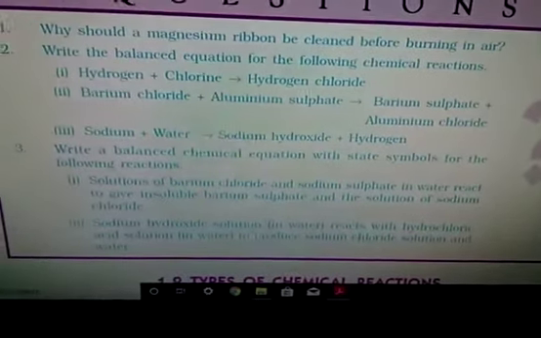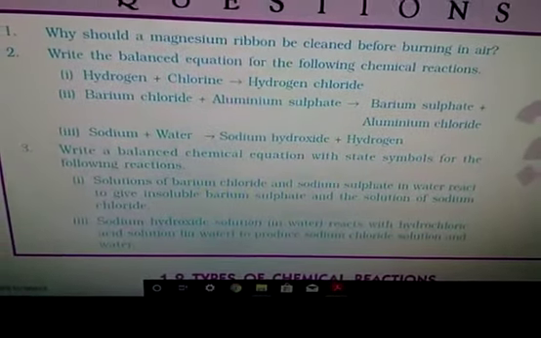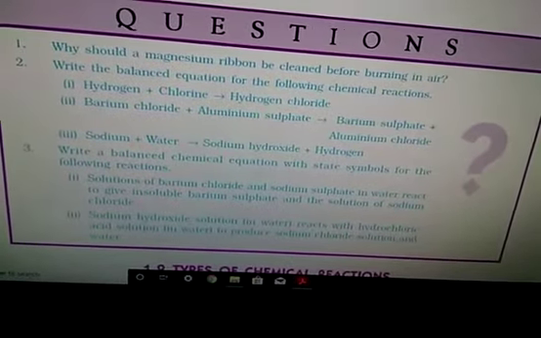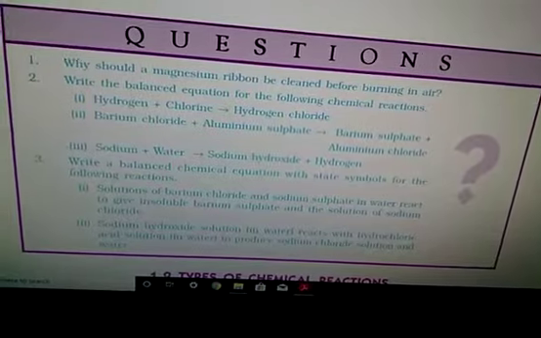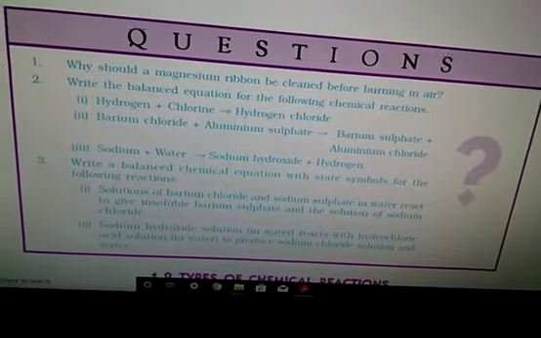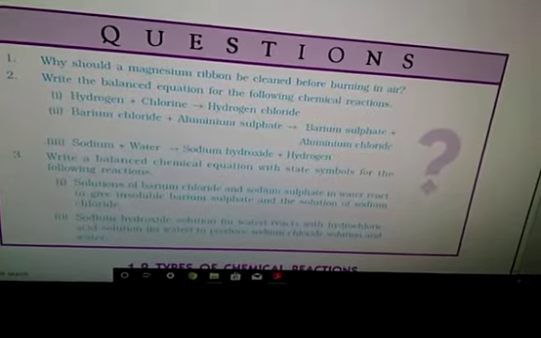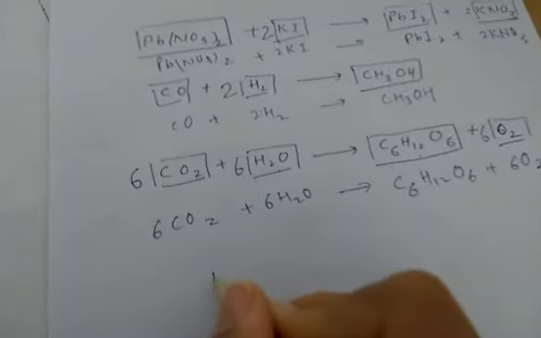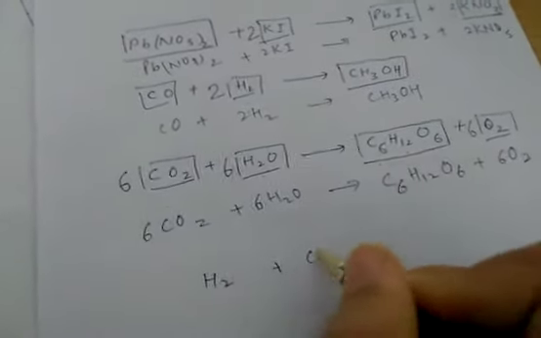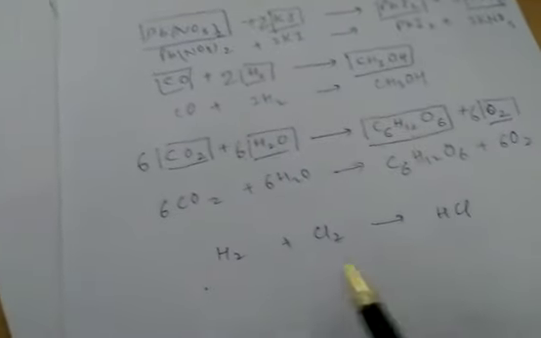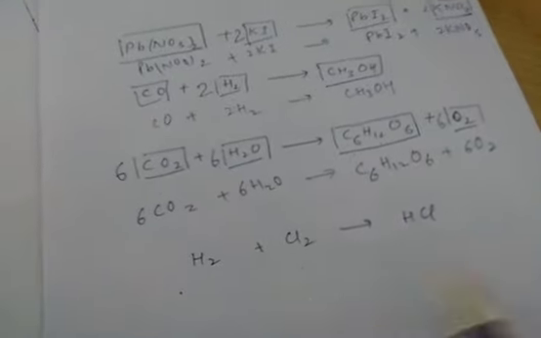Now, the second one: write the balanced equation for the following chemical reactions. What equations are given to you? In the first, hydrogen plus chlorine changes into hydrogen chloride. Now write the skeletal equation first. H2 plus Cl2 changes into HCl.